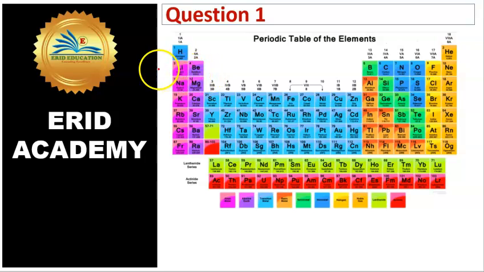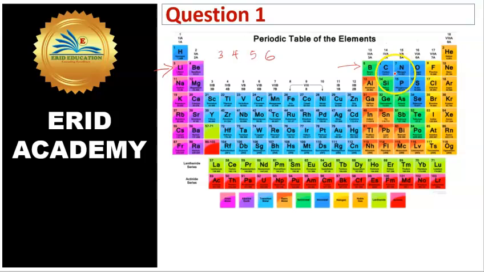Let's look at period 2. The first element here has an atomic number of 3. That's lithium. The second element is beryllium with an atomic number of 4. Still on this period, the third element has an atomic number of 5. The fourth element has an atomic number of 6, and that is carbon.